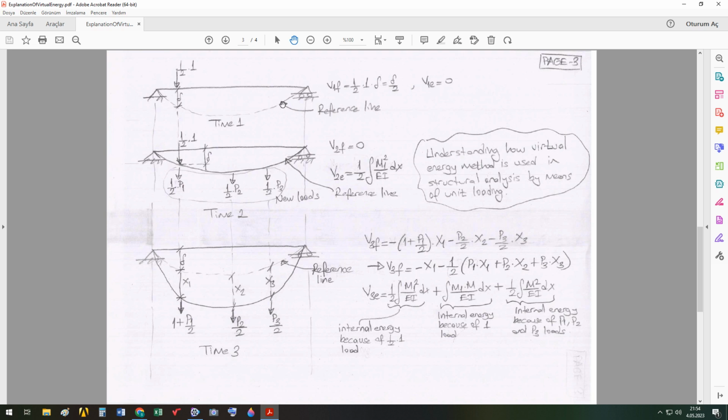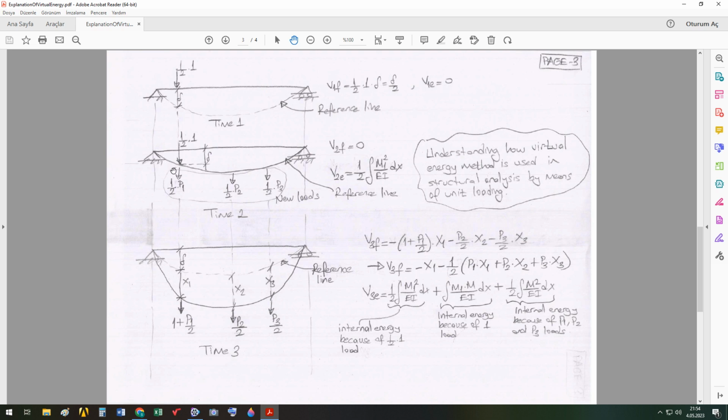According to this reference line, the potential energy of external loads, which is V1F, is load times the displacement in the direction of load. So 1/2 times delta, or delta divided by 2. And since the beam is not deflected or deformed at time 1, the internal stored potential energy is 0.